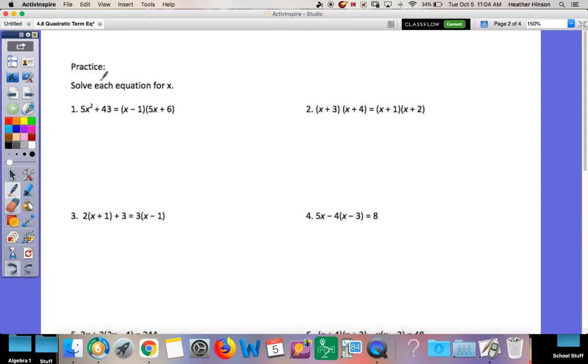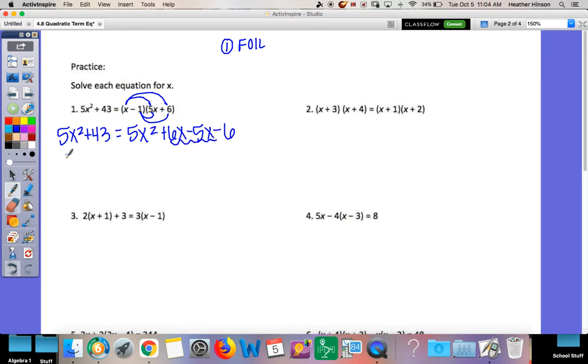So for number 1 on your practice, I'm going to FOIL this out. If you need steps, if that helps you, FOIL first or generic rectangle. So x times 5x, x times 6, negative 1 times 5x, and negative 1 times 6. Finish your FOILing by combining like terms. So 6x minus 5x, that's just 1x or just x.